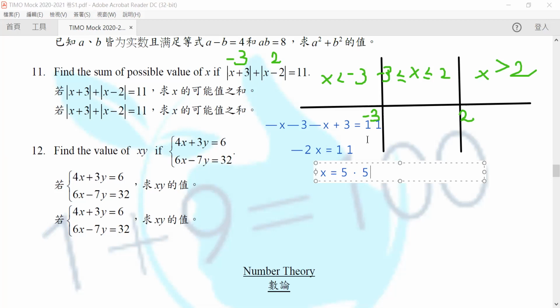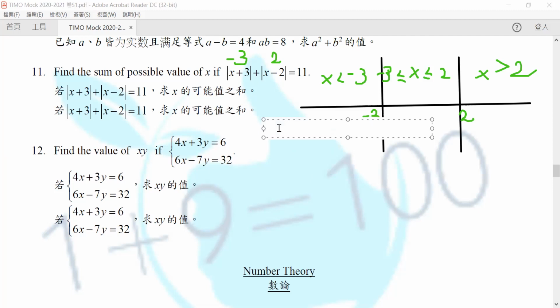Oh, I'm sorry. I made a silly mistake again. This is not 3. Oh, stupid me. Keep making stupid mistakes. This should be +2.